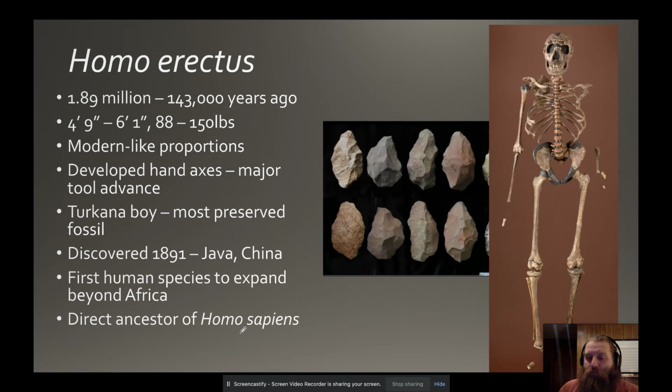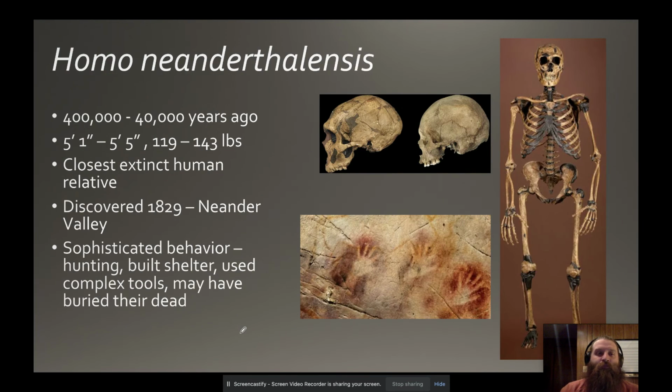Much more like modern humans as far as their proportions are concerned, they ran from 5 to 6 feet, 88 to 150 pounds, so a little bit more similar to modern humans. They had hand axes, which are rocks that are chipped so that they can be used to smash things or cut things, which was a big deal. The most preserved fossil that we have is called the Turkana boy. It was discovered in 1891 in Java, China. And this is the first evidence of the human species that we find outside of Africa. It is a direct ancestor of Homo sapiens, so us.